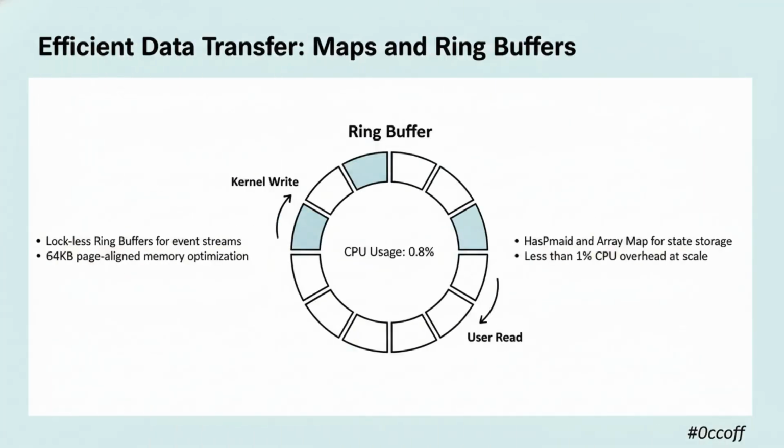To scale globally, data movement must be efficient. eBPF maps are the primary way to store and share data. Aya supports various map types: hash maps for lookups, arrays for metrics, and the highly efficient ring buffer for event streams. The BPF ring buffer is lockless and provides a shared memory space between the kernel and user space, reducing CPU overhead. For high availability systems, we often use 64 KB page-aligned buffers to ensure maximum throughput. By choosing the right map type, we can collect metrics like latency histograms or connection counts with less than 1% CPU impact on the host system, which is essential for production environments.